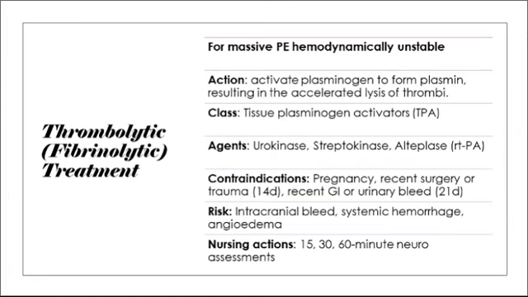Thrombolytic treatment, or fibrinolysis. It's to break up or destroy the clot, the lysis. It's for massive pulmonary embolus in a person who's hemodynamically unstable. That is the only time it is used, because the risk of bleeding is significant, especially intracranial bleed, and so it'll be used more for strokes and other things, but for pulmonary embolus only if hemodynamically unstable.